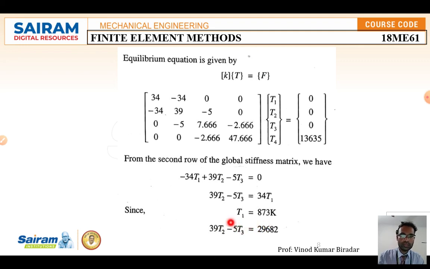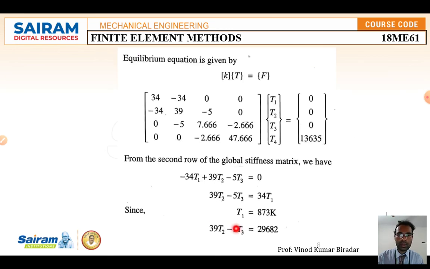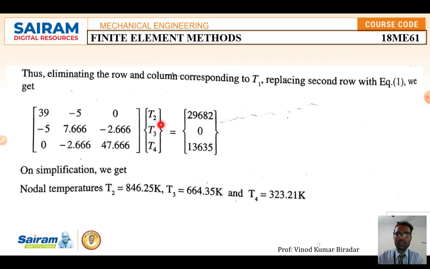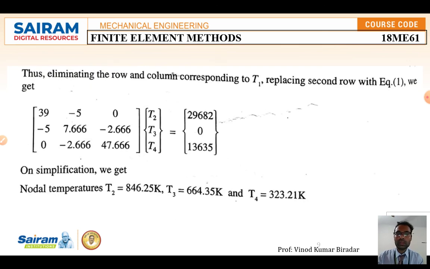Now what you want to do is replace the second row with the new matrix. Replace equation 1 from here, that is the second row. After replacing you are going to get this: 39, minus 5, and T3, T4 are written as they are. Our aim is that T1 should be removed from the given matrix. Simplify like that, so T2, T3, T4 will remain. On simplification you are going to get the T2, T3 and T4 values.